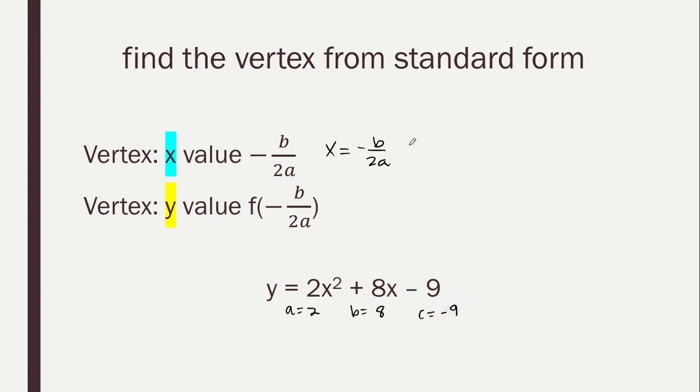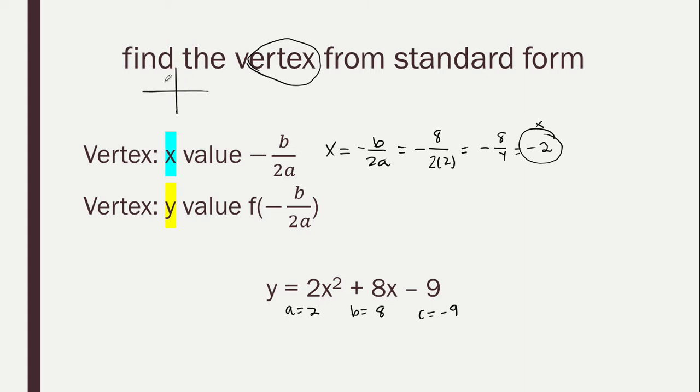Now let me use my equation. Negative b over 2a. So negative b, 8 over 2a. 2 times 2. 2 times 2 is 4, so negative 8 over 4 is negative 2. So here's my x value. But I want to find the vertex. Remember, the vertex is a specific point on your parabola. So I also need the y value.